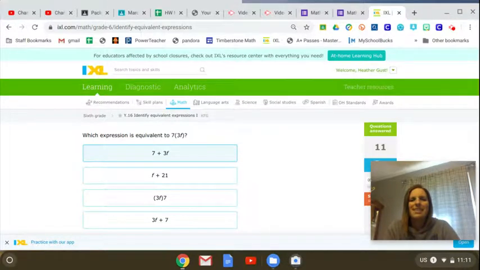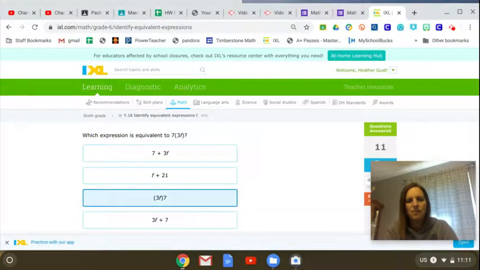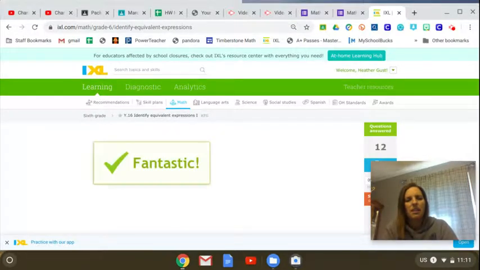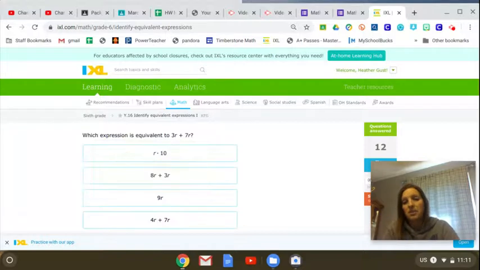If I take those and turn it into an addition problem, I don't think I'm going to get the same answer. Or if I think about multiplication and I can do 7 times 3 or 3 times 7, I should still get the same answer. So let's take a look at this one. And that was the correct choice.